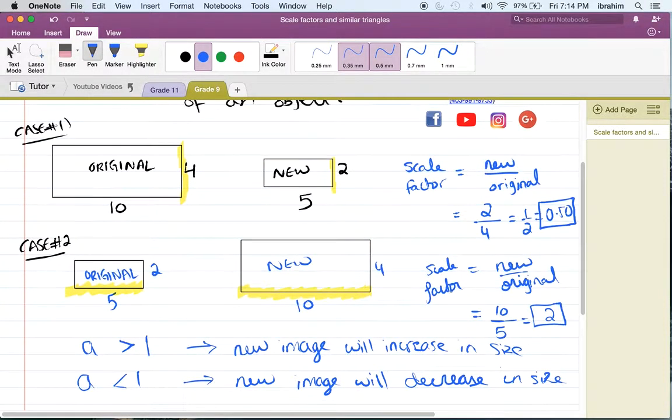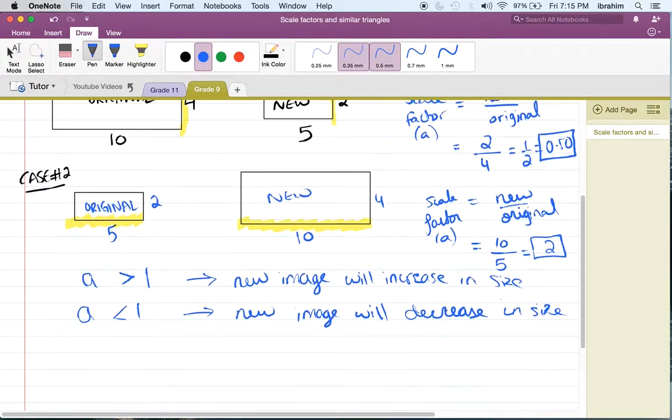In the first one, my scale factor, which again is a, was less than 1. Therefore, my new image was smaller in terms of the size. And then when I looked at the second example, you can see that my new image was bigger because my scale factor was greater than 1.